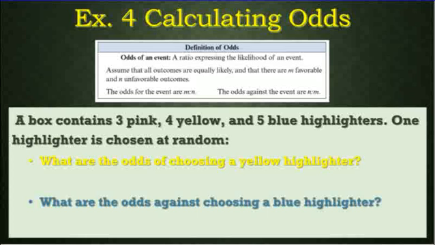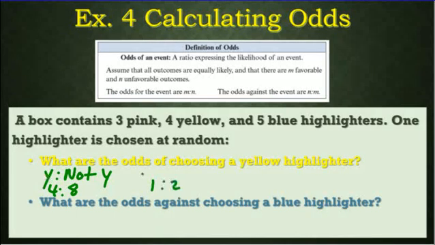Next one. A box contains 3 pink, 4 yellow, and 5 blue highlighters. Right, 1 highlighter is chosen at random. What are the odds of choosing a yellow? So yellow versus not yellow. So yellow, there are 4. Not yellow, there are 8. Divide each side by 4. You get a 1 to 2 chances of odds of choosing a yellow highlighter.